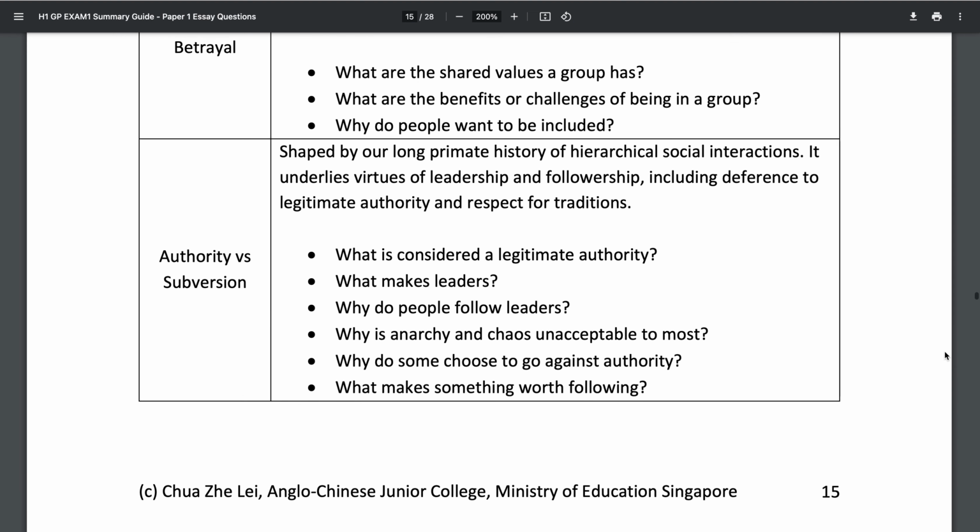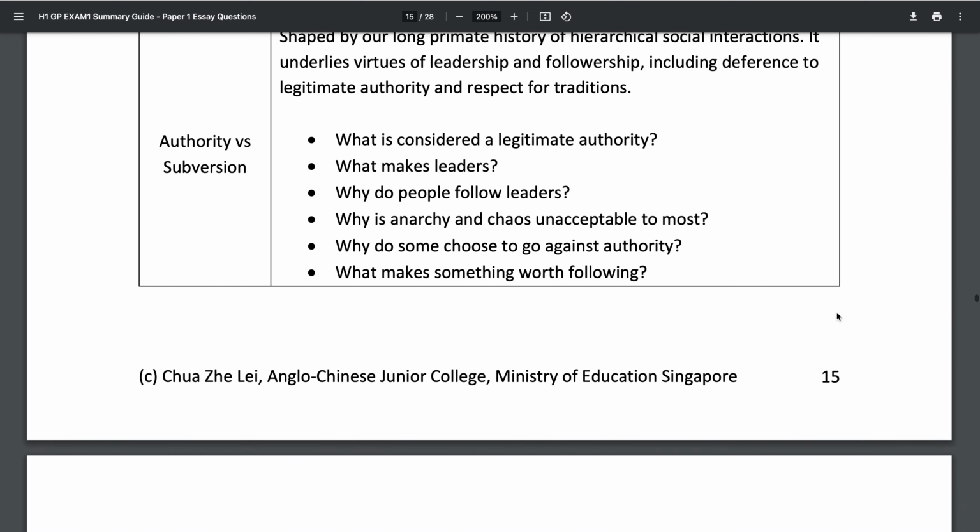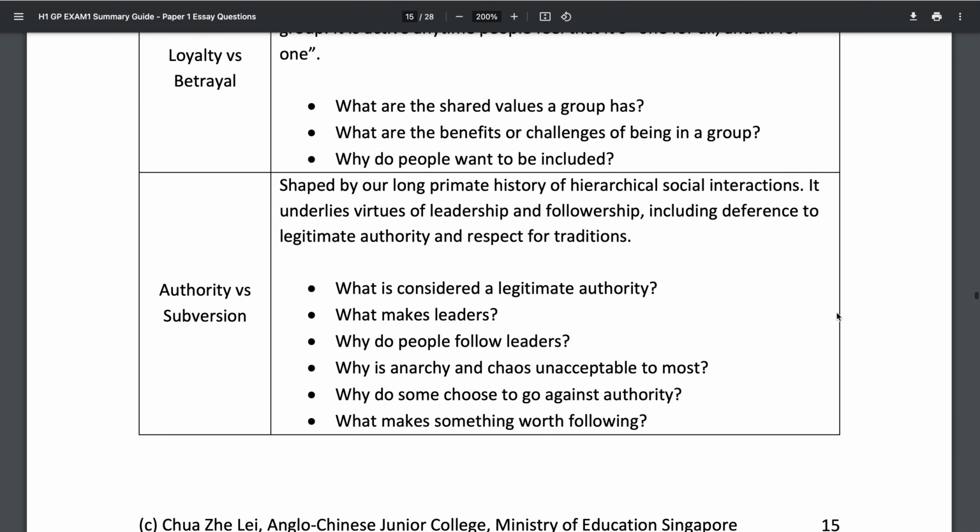Okay, authority versus subversion. Now this one is relatively new, okay, because it is almost a guarantee that in an Asian society you would have heard we must follow authority regardless. Okay, but when we talk about leadership, followership, we talk about deference to legitimate authority, respect for traditions. How much should we actually respect them? That is the question we're asking here.